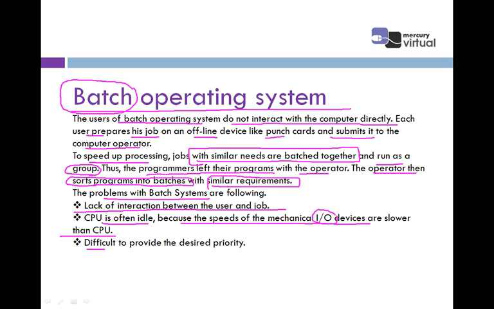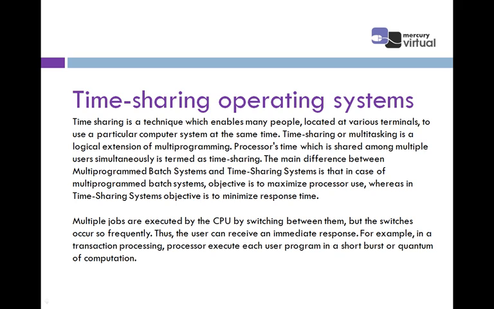The last one is that it is difficult to provide the desired priority. Difficult to provide the desired priority means which batch is to perform first, then which batch performs second, third, and so on. It depends on the priority, and this is also the main limitation of the batch operating system. Clear? Now let's see another category of operating system, that is your time sharing operating system.